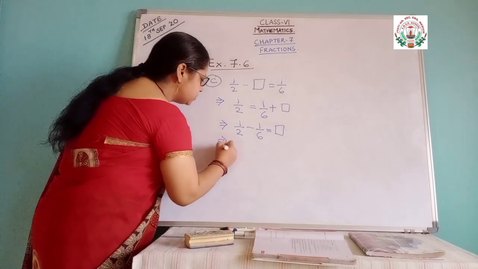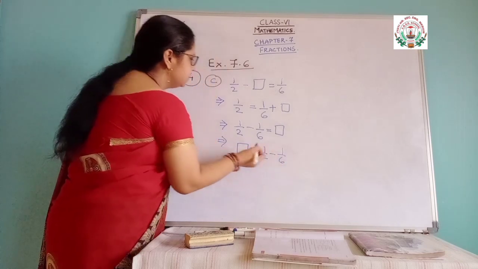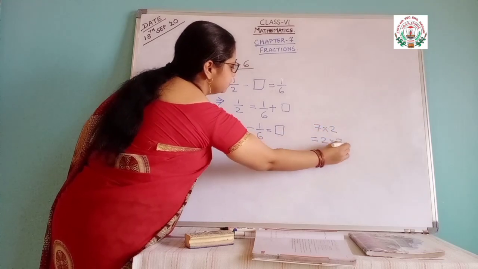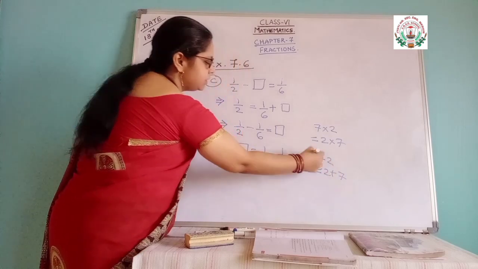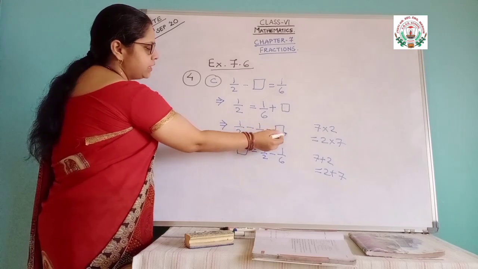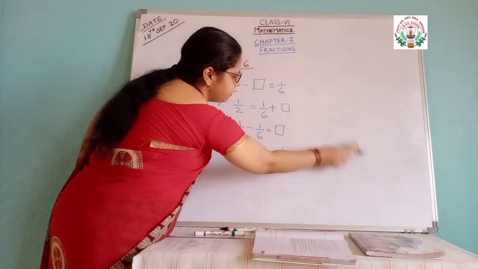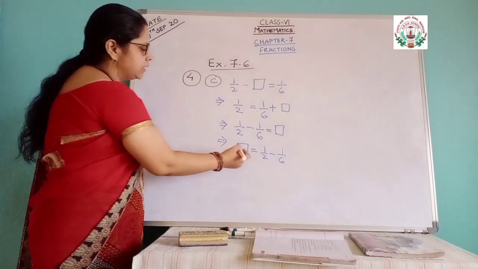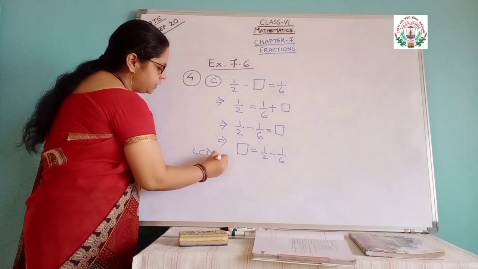You can change also. First you can write the box and then 1 by 2 minus 1 by 6. Like 7 into 2 is equal to 2 into 7, or 7 plus 2 is equal to 2 plus 7, you can change the position of the numbers. Same way, instead of writing the box here, you can write the box here and the values that side. If you are not changing any sign, you can transfer here and there, no problem in that. Now solving this, first you have to take the LCM of the denominators.